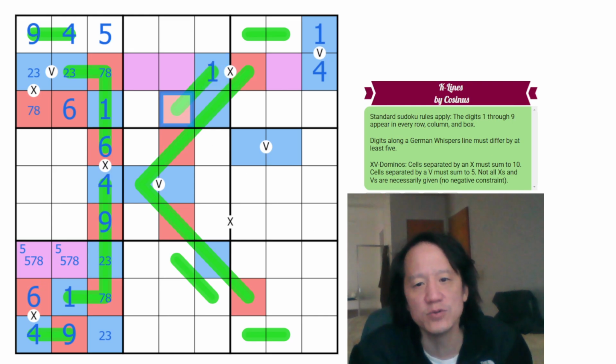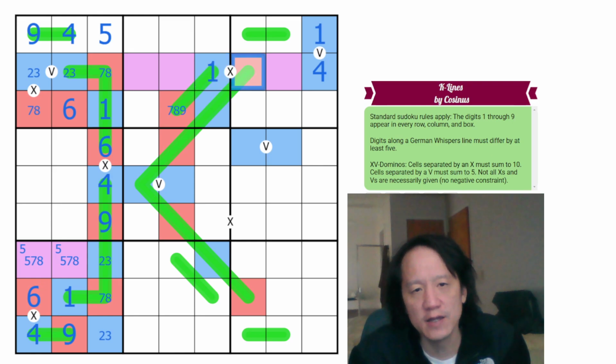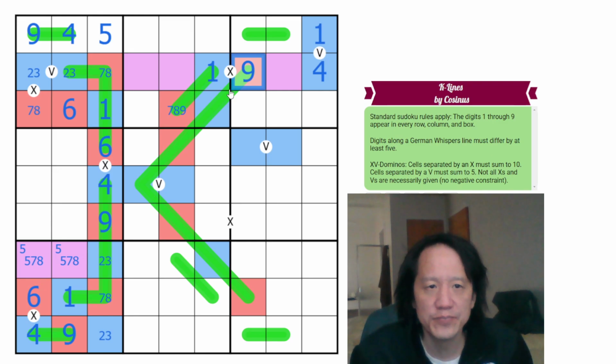And 1 can be next to any high number, so it could be 7, 8, or 9. But to add up to 10, it must be with 9, so this has to be 9. If this were 3, this would have to be 2 and 8, so therefore that would make that 7. So therefore these two must add up to 10 also.